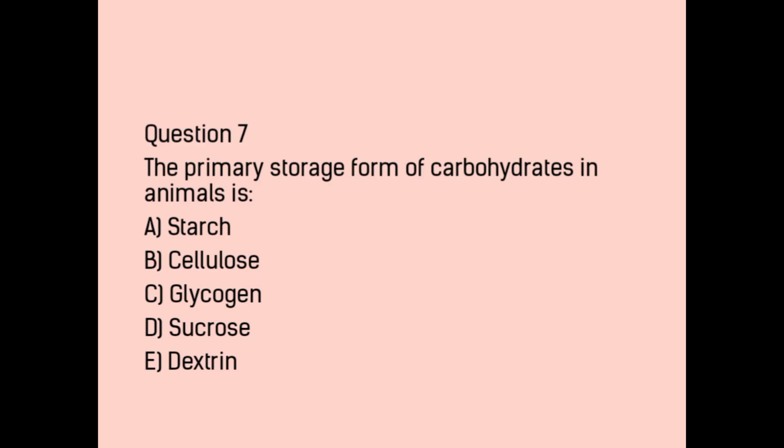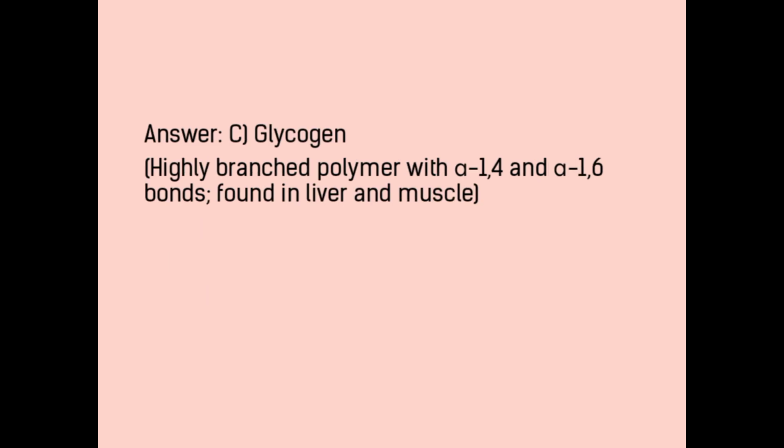The primary storage form of carbohydrates in animals. This should be a 2-second, 1-second question. Very simple. The primary storage form of carbohydrate in animals is what? The answer is glycogen. Why? So in animals, the main storage is glycogen.